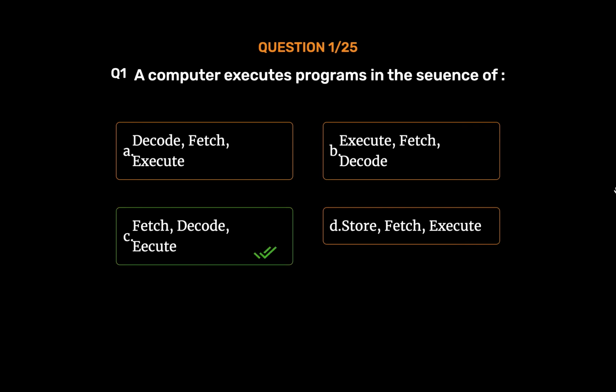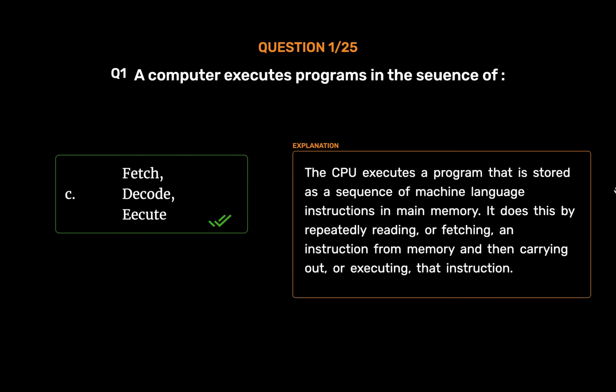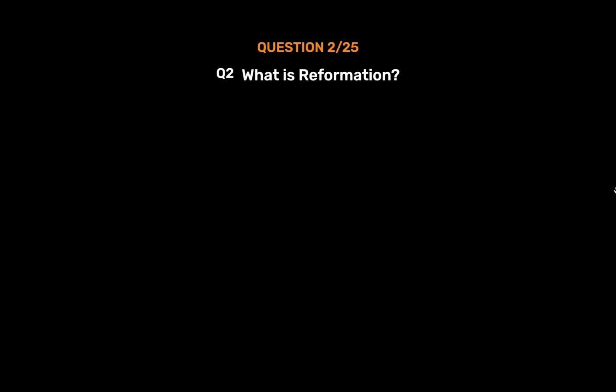Fetch, decode, execute. The CPU executes a program that is stored as a sequence of machine language instructions in main memory. It does this by repeatedly reading or fetching an instruction from memory and then carrying out or executing that instruction.